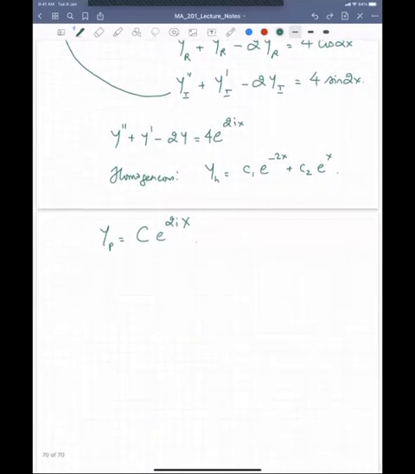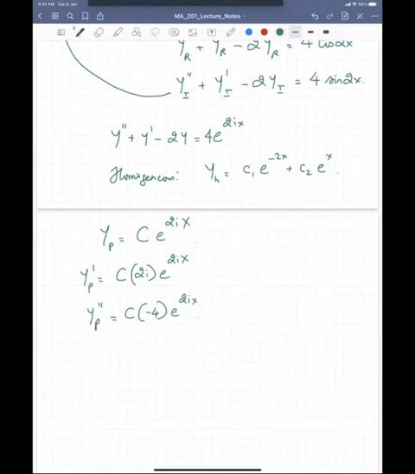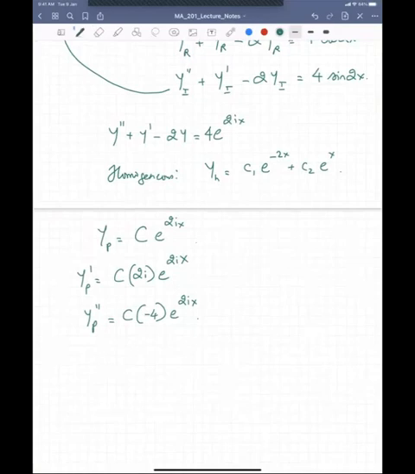What is C? Again, substitute and find out. I will leave that to you, but I'll show it to you once. Substitute this back into the original equation. Yp prime would be C times 2i times e to the 2ix. And yp double prime would be c times 2i whole squared, which is minus 4 times e to the 2ix. There's no reason to write the x as a capital. Sorry about that.